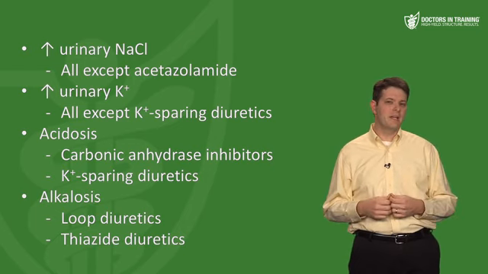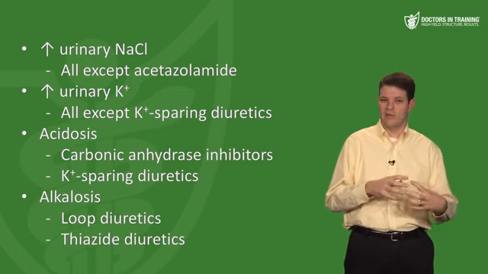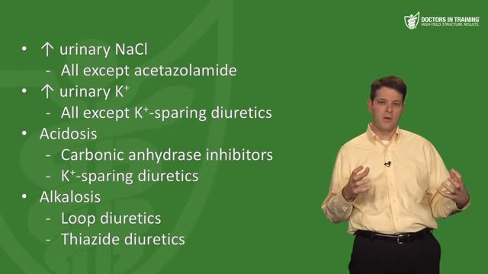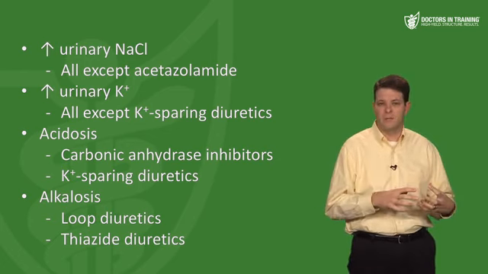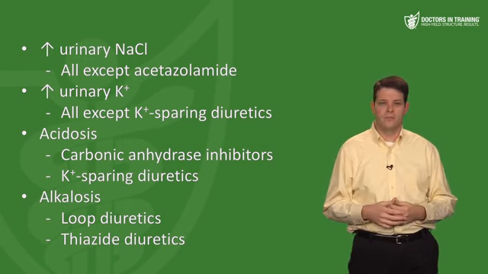This is sometimes mistakenly called contraction alkalosis, as in the patient becomes volume contracted from using a lot of diuretics, or they become volume contracted from prolonged vomiting. But the truth is, it's probably hypochloremia that's driving the alkalosis. All right, so that's it for the diuretics. Now it's time for the end of session quiz. So go ahead and answer those, and then we'll go through the answers.